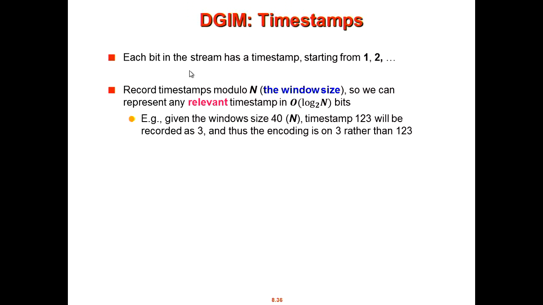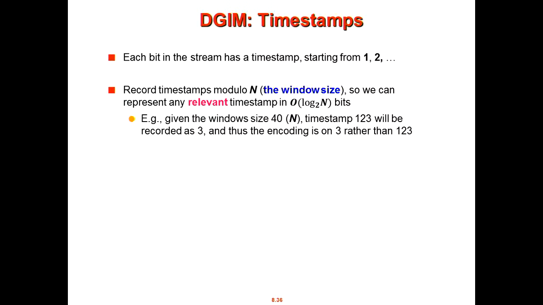Now in this new solution, each bit in the stream has a time step as well. The time step is also used to reduce the space cost. Because we only care about the most recent n bits, we will record the time steps modulo n, the time window size. So we can represent any relevant time step in only log n bits. This helps to reduce the space cost of this algorithm.